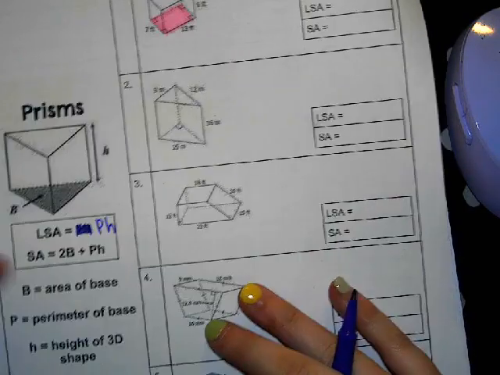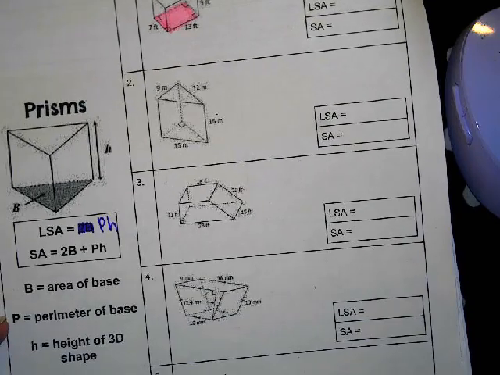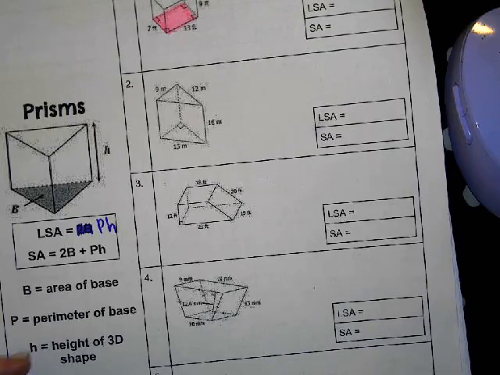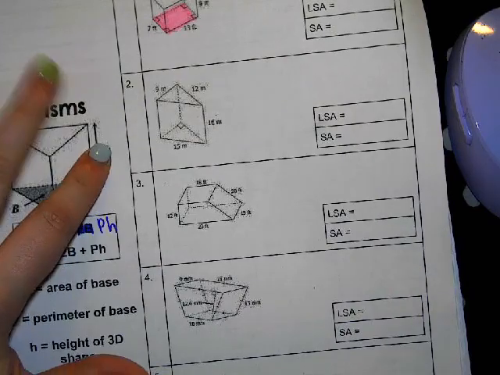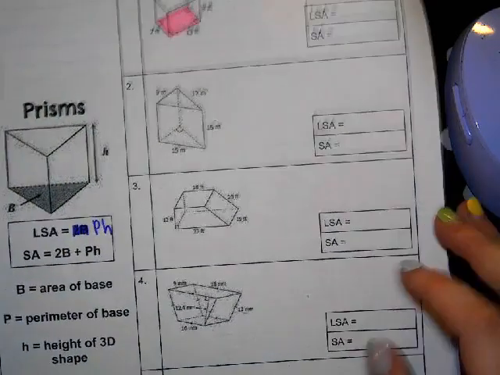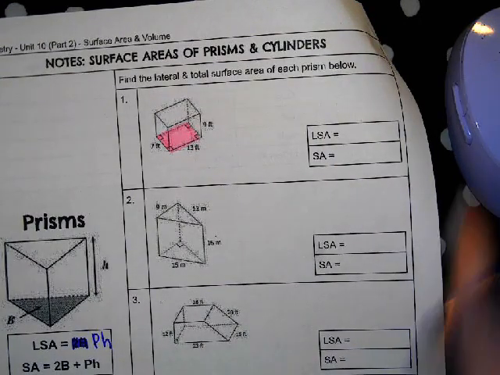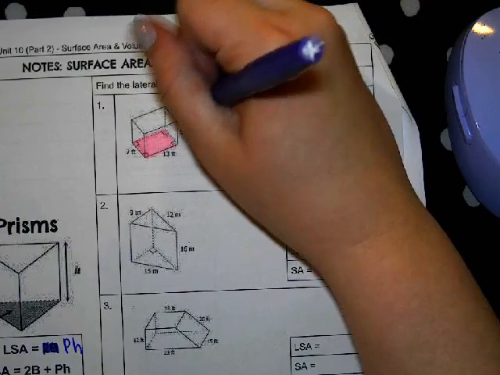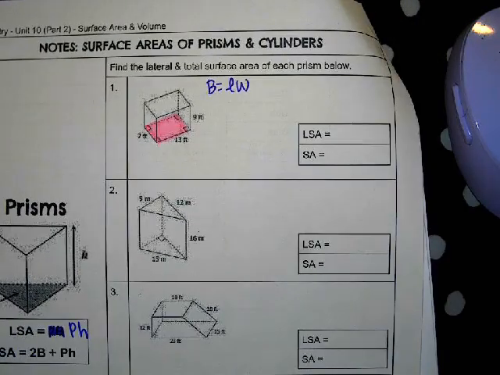So if you read through below the formulas, big B stands for the area of base, P stands for the perimeter of the base, and H stands for the height of the 3D shape. That's the same thing as between the two shapes, let's call them, or between the two bases. So if you look at number 1, we identified it was a rectangle. In order to find the area of the base, you have to remember the formula to find the area of a rectangle. That would be length times width.